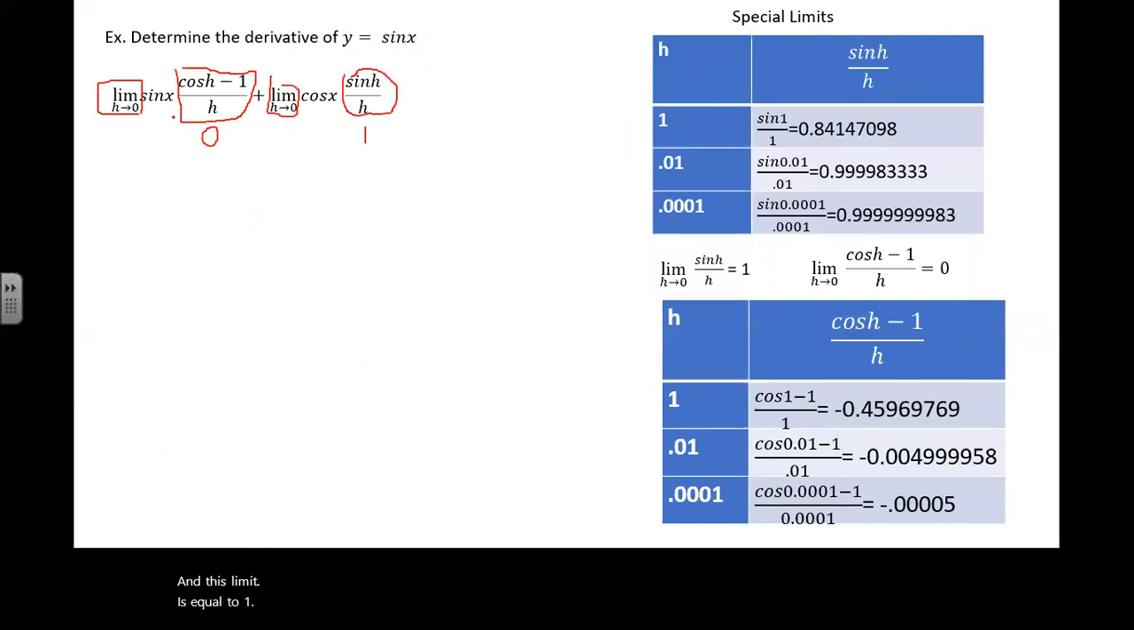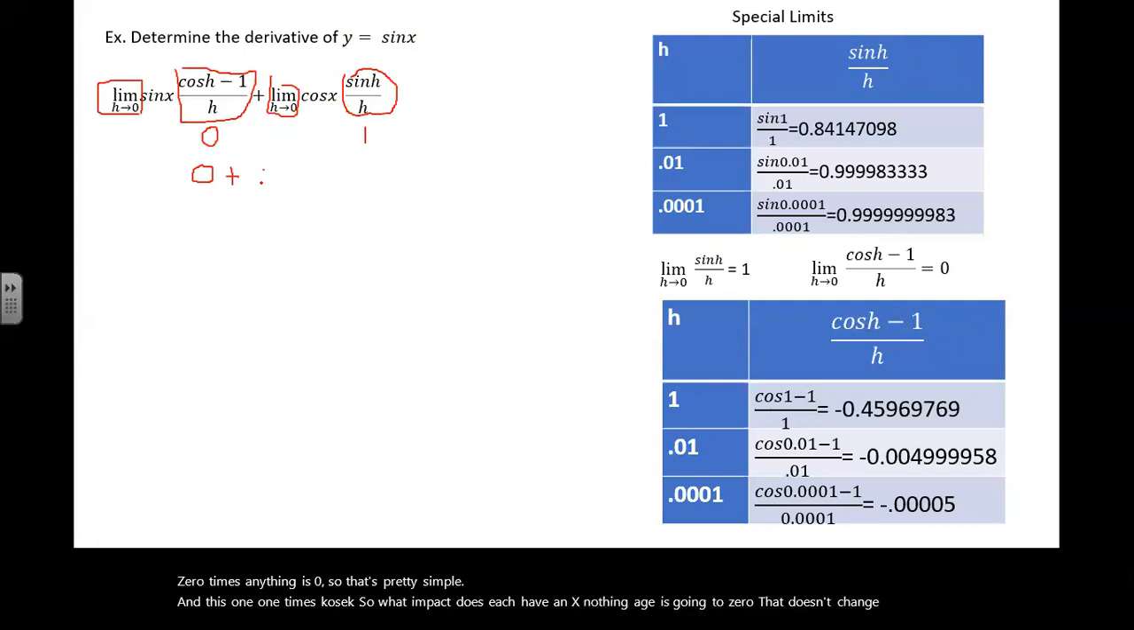Well, 0 times anything is 0, so that's pretty simple. And this one, 1 times cos x. And what impact does h have on x? Nothing. H is going to 0. That doesn't change x. So we just get 0 plus cos x.